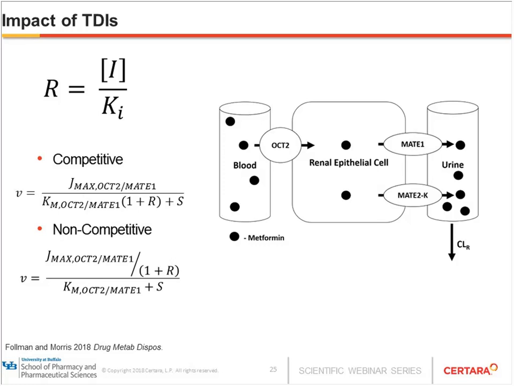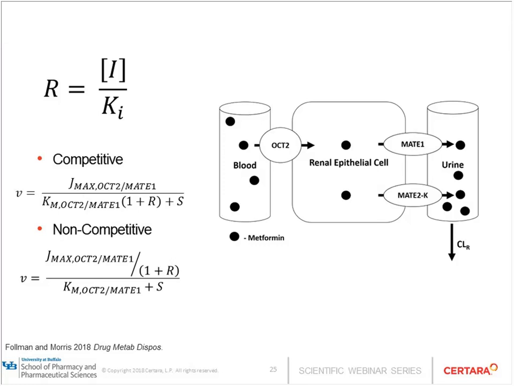So R modifies Michaelis-Menten kinetics differently for different types of inhibition. For competitive inhibition, R modifies Km, and it results in an increase in Km. So this is a decrease in the apparent affinity of the transporter for its substrate. In non-competitive inhibition, R modifies Jmax, which is just Vmax for transporters, and R decreases Jmax, so it decreases the apparent capacity of the transporter for its substrate. So as R increases, the degree of inhibition increases. And for this project, we looked at R's ranging from 0 to 100.